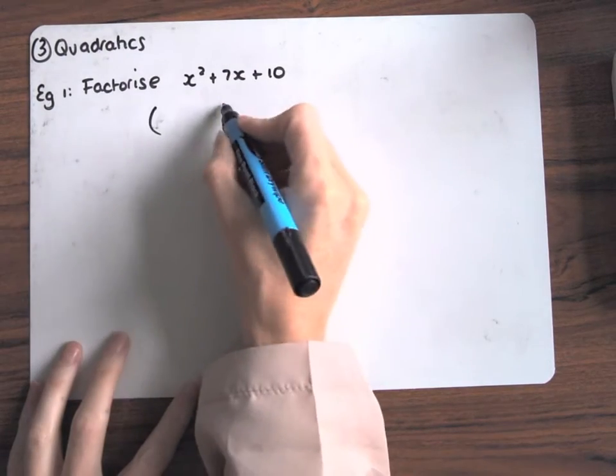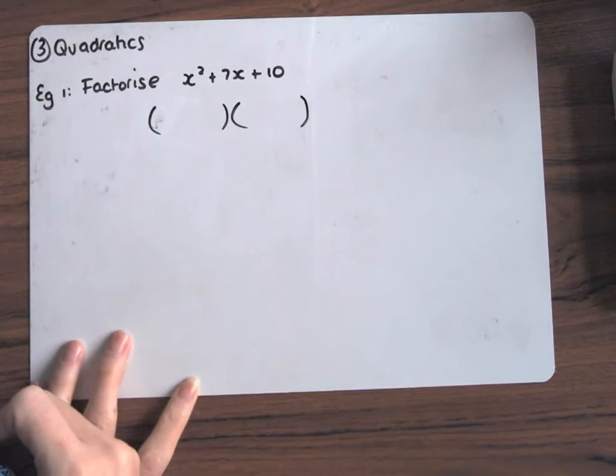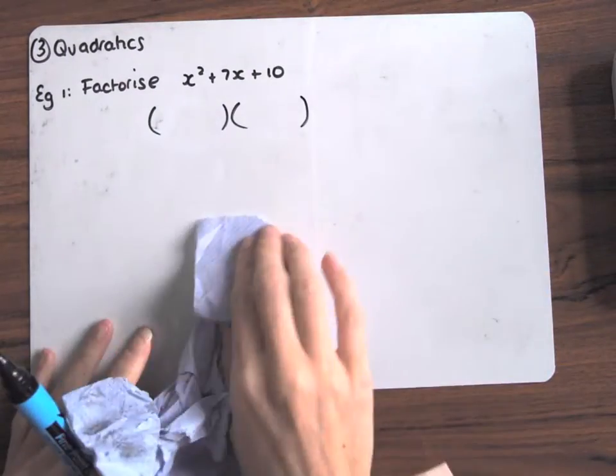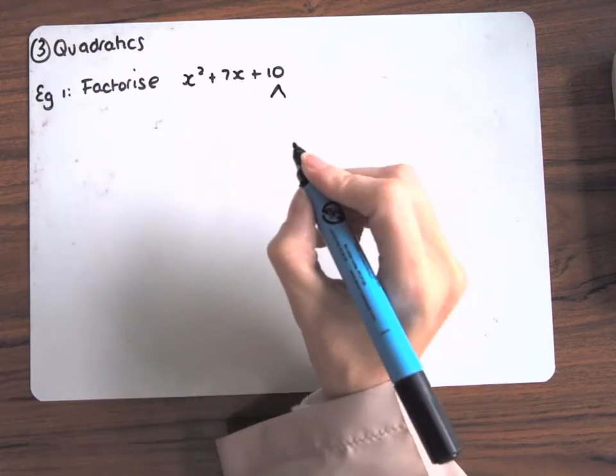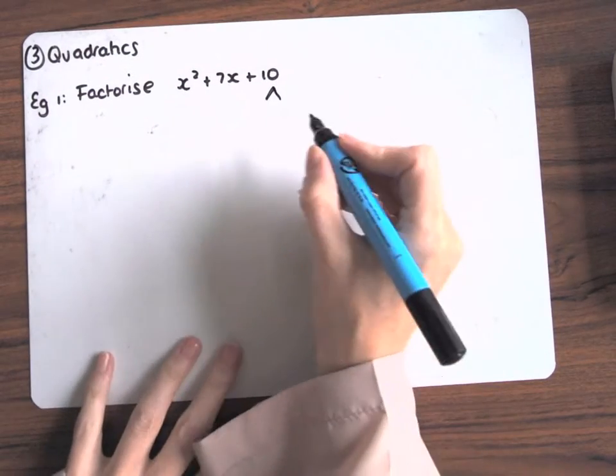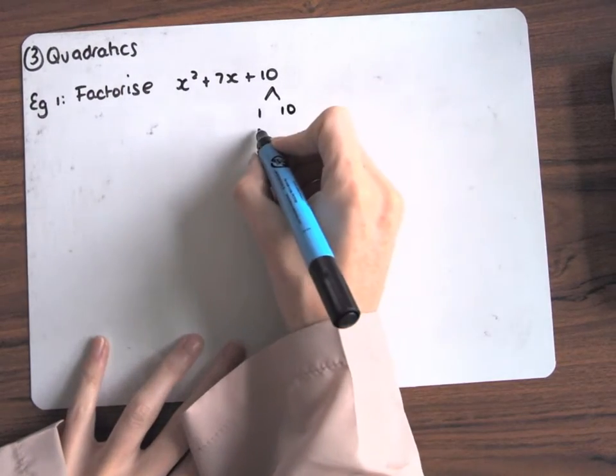Don't write this down. This is what the answer is going to look like, but we need to get there. To get there, I need to, first of all, look at the factors of 10. What 2 numbers multiply together to give you 10? 1 and 10, 2 and 5.